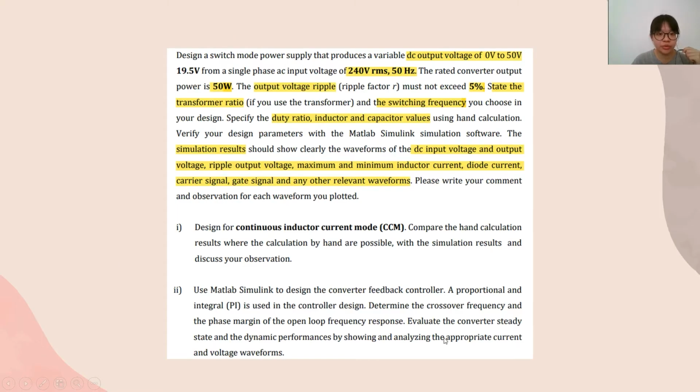In this assignment, we have to design a switch mode power supply that produces a variable DC output voltage of 0 volt to 50 volt, from a single phase AC input voltage of 240 VRMS with 50 Hz. The output power is 50 watt and the output ripple voltage must not exceed 5%. We have to calculate the duty ratio, inductor, and capacitor values and compare them with the simulation result by simulating with MATLAB simulating software.